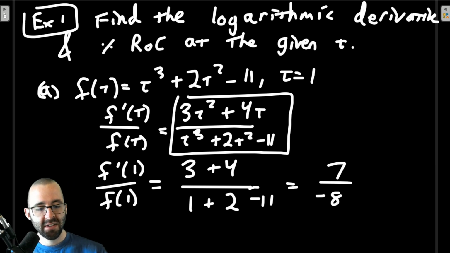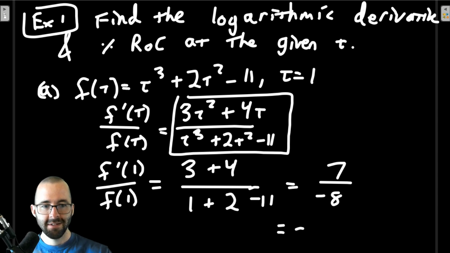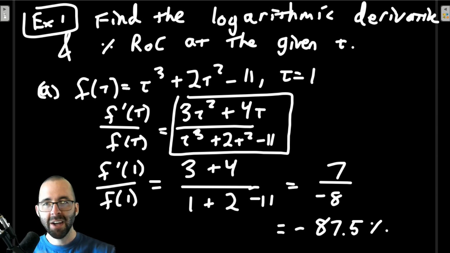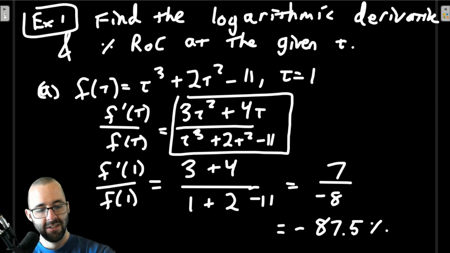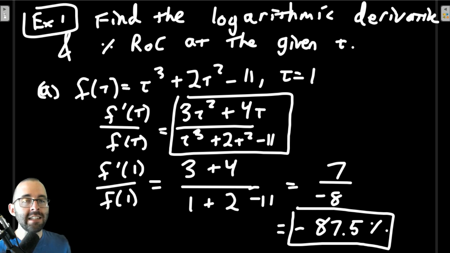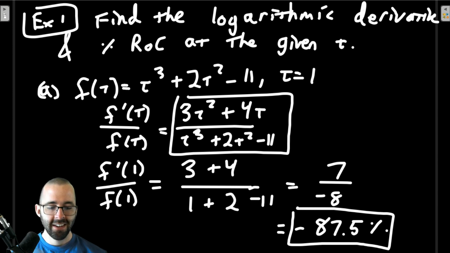And we want to write this as a percent. That's going to be negative 87.5%, I think. And before I box my answer, I'm going to surreptitiously go over to my calculator. Yeah, 87.5%. So at this value of t, this function is decreasing by about 87.5% of the function value. All right? That's how it's changing.